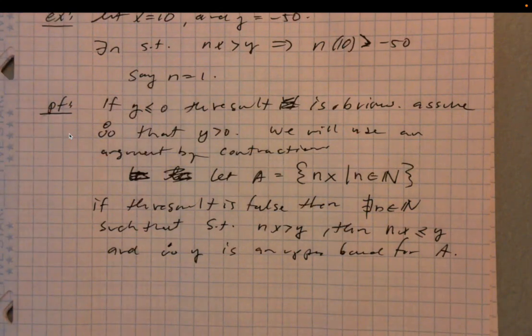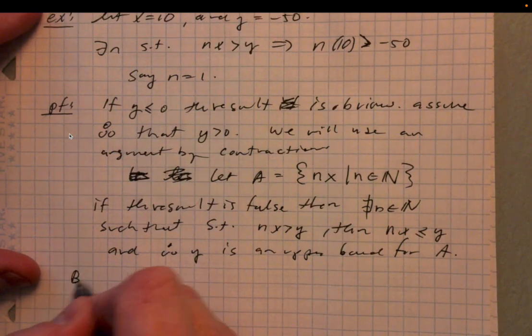This is a very clever little proof. If the result is false, then there does not exist a natural number n such that nx is greater than y, and instead nx would have to be less than or equal to y. And therefore y would be an upper bound for this set A that we've just created.